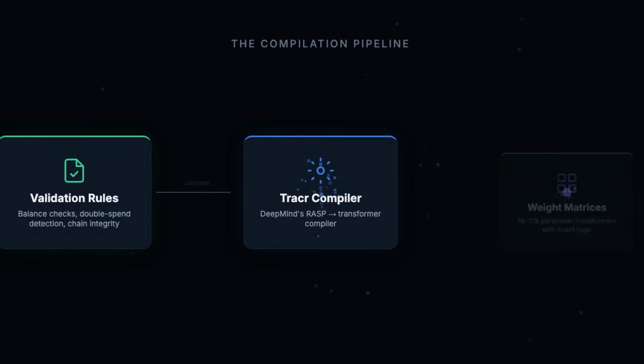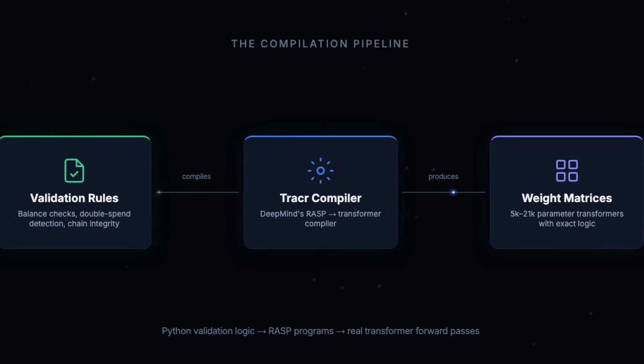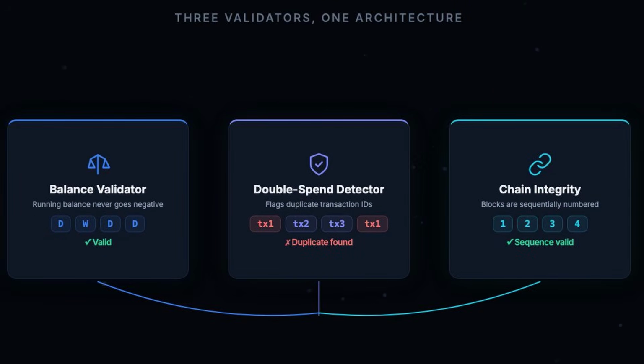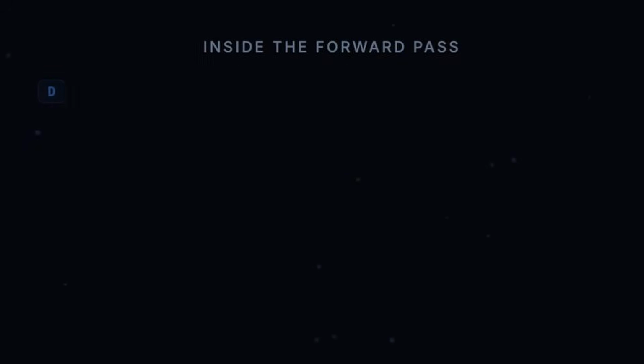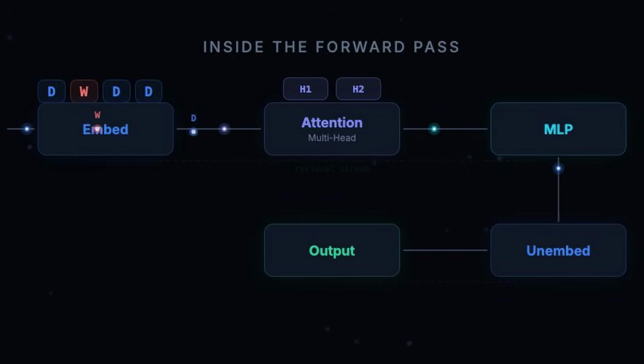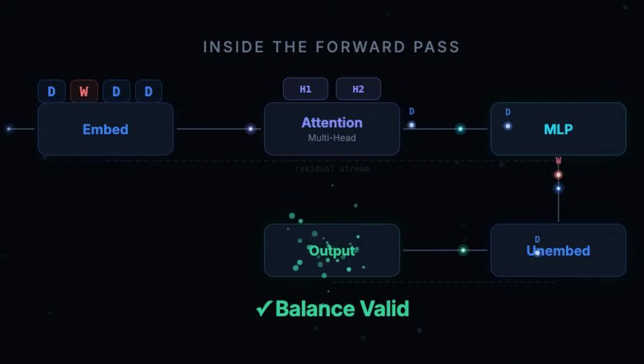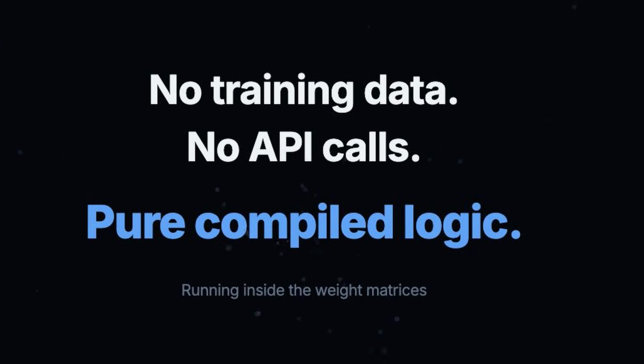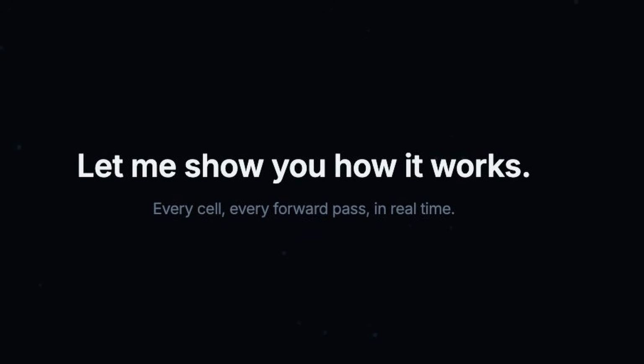So here we've got some validation rules. It compiles by the Tracr compiler. And then we've got the weight matrices, quite a few thousand parameters. And our 3 blockchain components, the balance validator, double spend detector, and chain integrity, is what we're showcasing. Here's the forward pass, so you can see some of that flow, and we get a balance valid or balance invalid. We haven't trained any data, we're not calling in APIs, it's just compiled logic. We're just testing this, it's only ideation. So let me show you the notebook, the code in action.